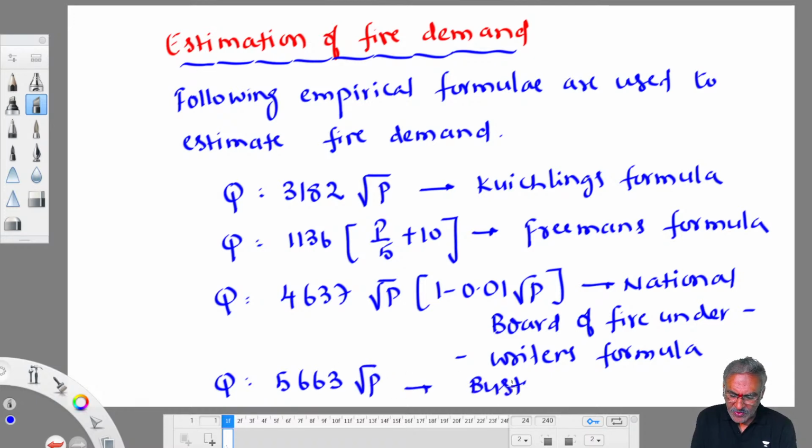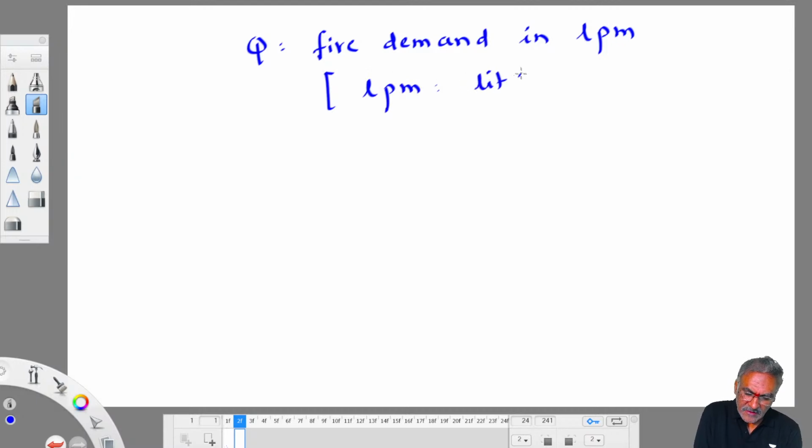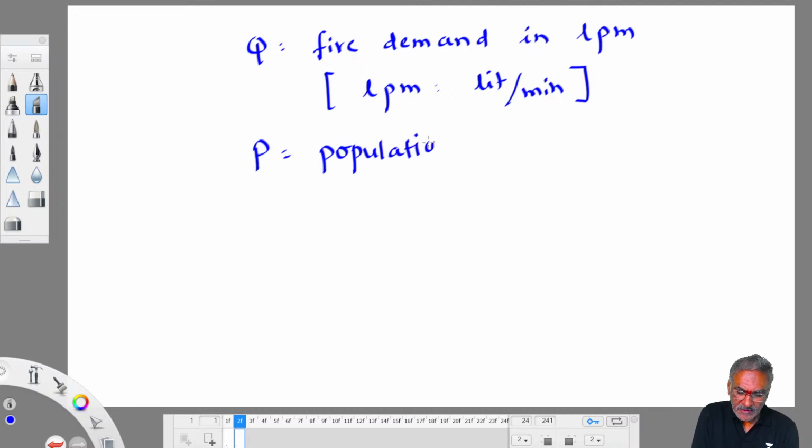In all these formulas, Q and P carry the same meaning. In all these formulas, Q is known as fire demand in LPM. LPM stands for what? Liters per minute. Fire demand we work out in liters per minute. And P is equal to population in thousands.